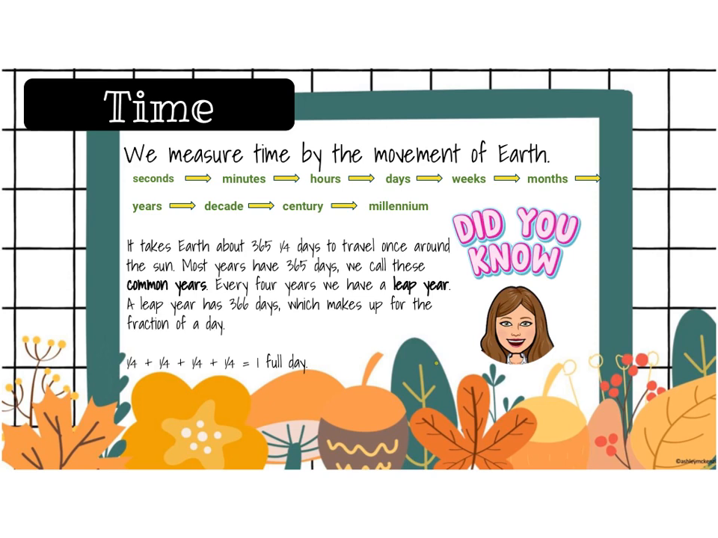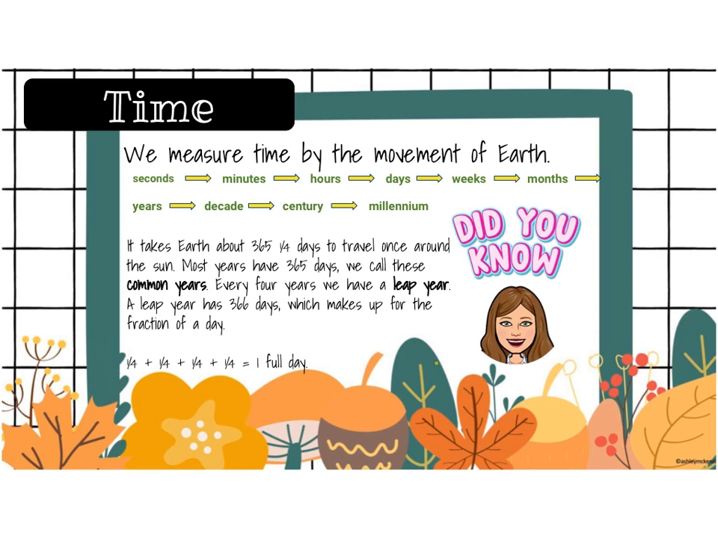Okay, we measure time by the movement of the earth. So this is where math and science kind of play together. We have seconds which turn into minutes. Minutes turn into hours, hours to days, days to weeks, weeks to months, months to years, decades, centuries, millenniums. A century is 100, a millennium is 1,000. So in the year 2000, it was a new millennium that we were starting, which is a pretty big deal.